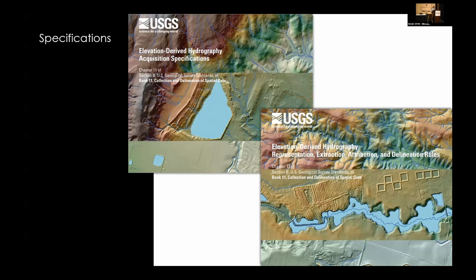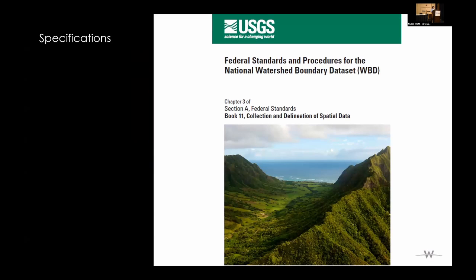So we all have heard about the READ rules and the acquisition specs. The guidebook of producing elevation-derived hydro is really a forerunner from the USGS. Two documents that help concern how we're going to be able to generate that data, edit that data, and then conflate that data back into the national archives.